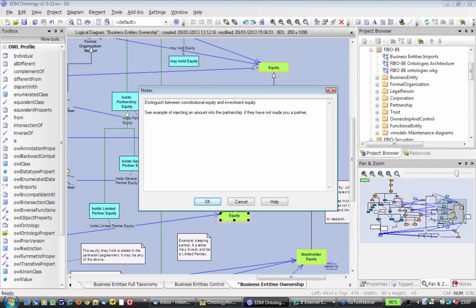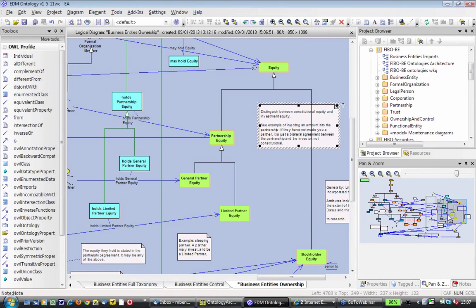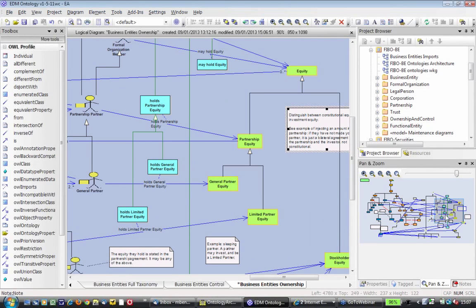Go on. Well, constitutional equity is that defined in the constitution of the company. Whereas investment equity, obviously, is like my example where I injected £10,000 into a partnership, but they didn't make me a partner. I've basically just lent them some money. I'm an investor. And I might have a legal document drawn up that says I've invested £10,000 into this company, and that money is protected under certain circumstances. But it's not a partnership agreement. It's a bilateral agreement between the partnership and the investor.